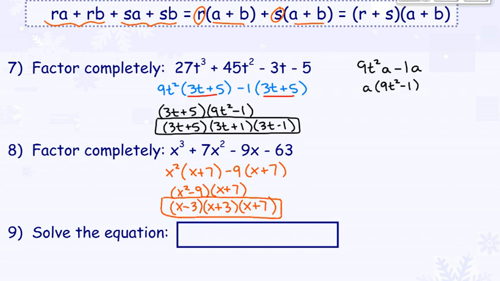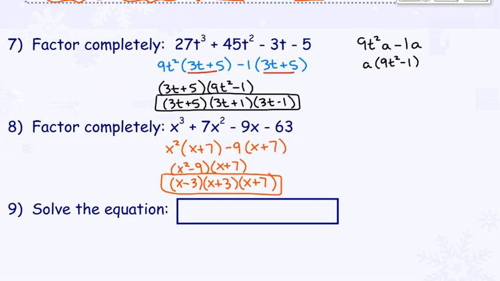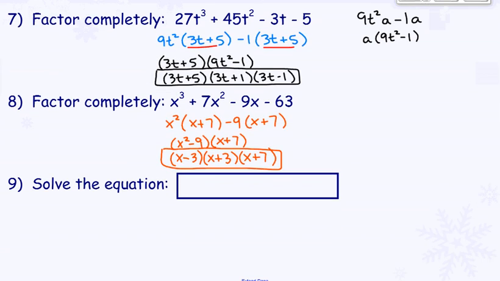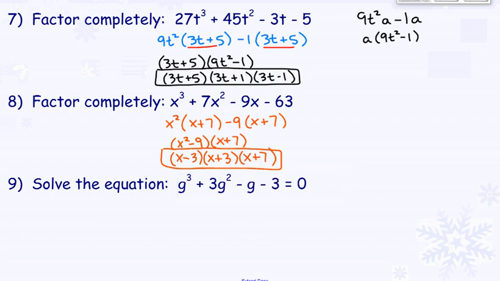The next one incorporates grouping into an equation. So it says solve the equation. Chances are we're going to end up using grouping in there as we do it. So here we have four terms on one side, and it equals 0. And remember the zero product property, which tells you that if you have a times b equals 0, then either a equals 0 or b equals 0. We used that previously in chapter 4.